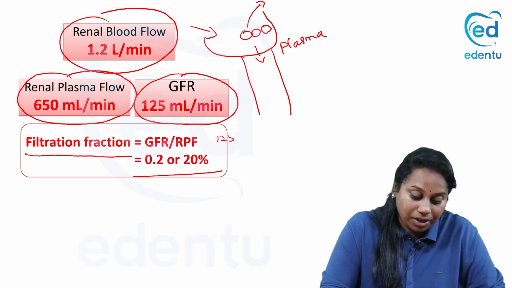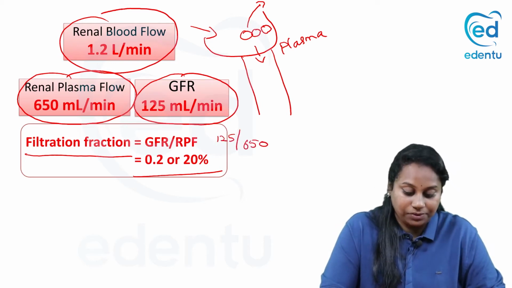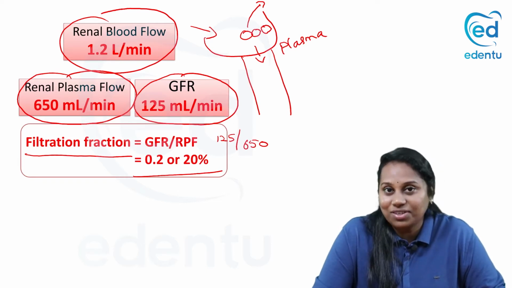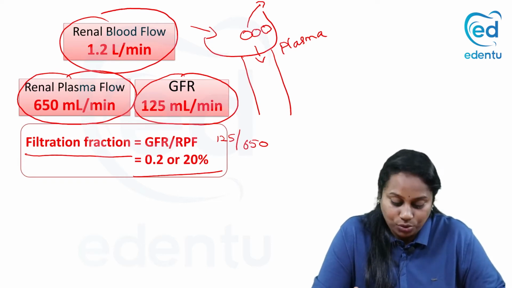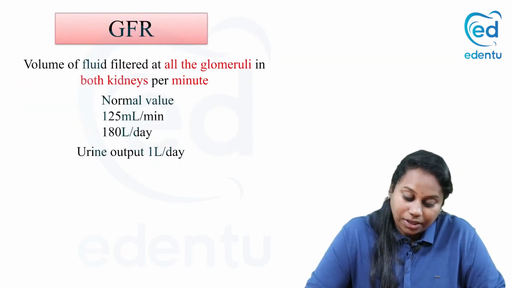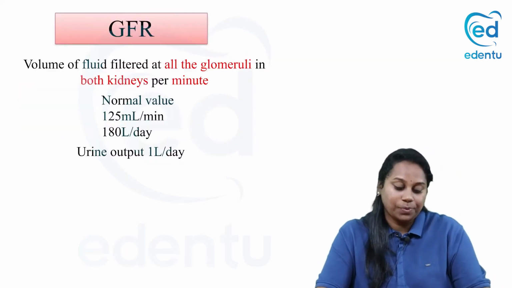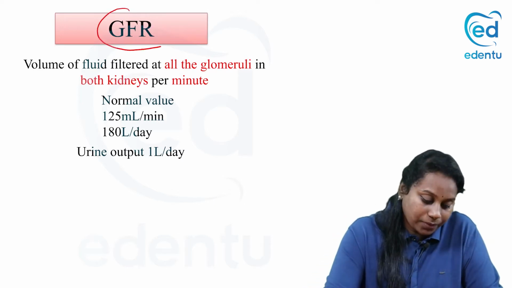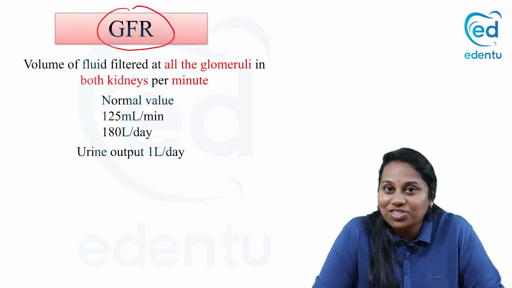So 125 divided by 650. This will give you your filtration fraction. How much is the filtration fraction? 0.2 or 20%. So there can be calculation based questions from this. Now let's move on to GFR. So how can you define GFR?